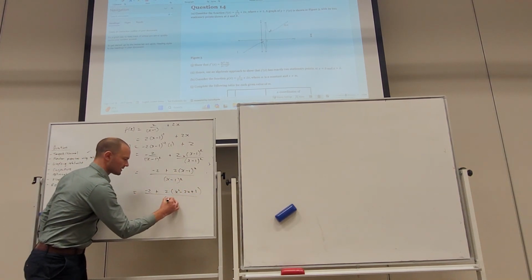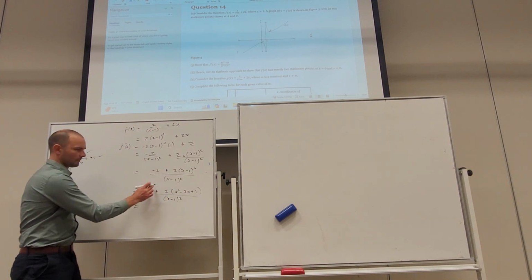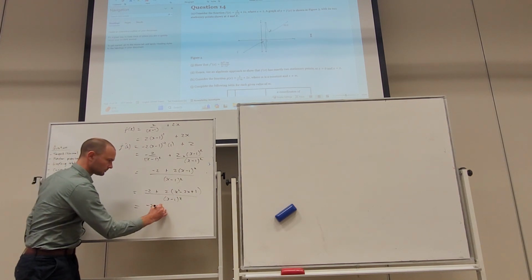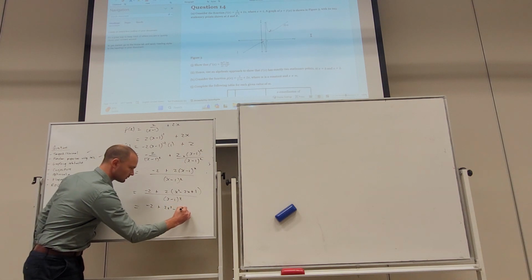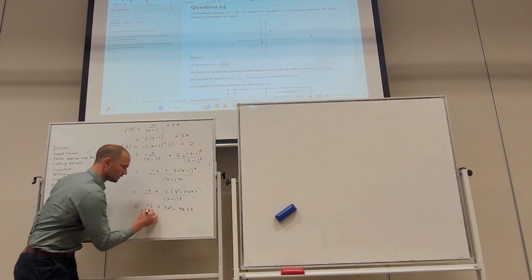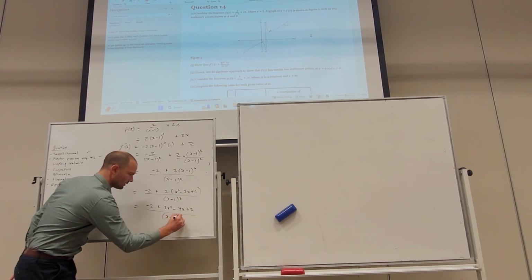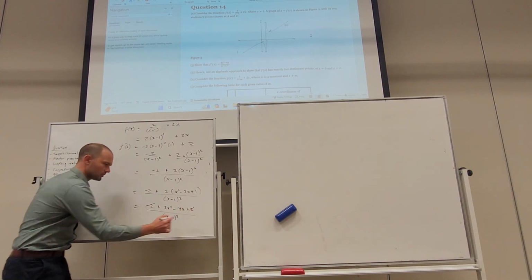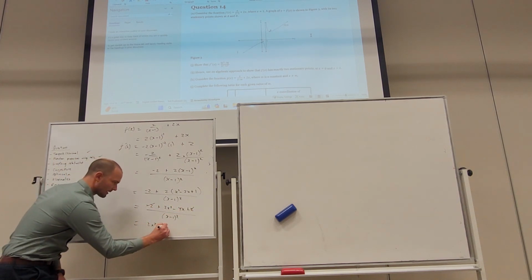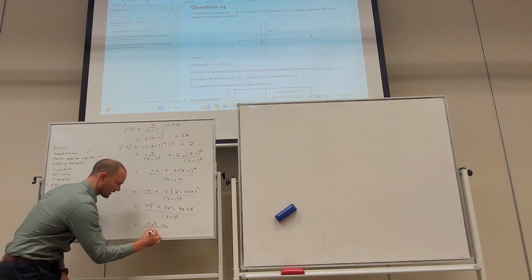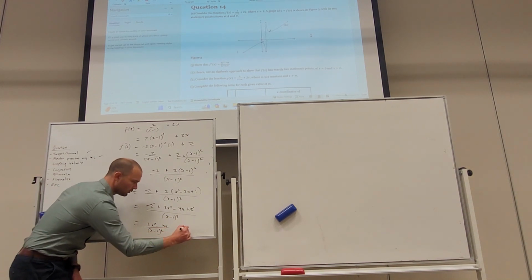All on top of (x - 1) squared. And then I'm going to distribute the 2. And then I'm going to collect the 2's there. 2x squared take 4x on top of (x - 1) squared. QED.